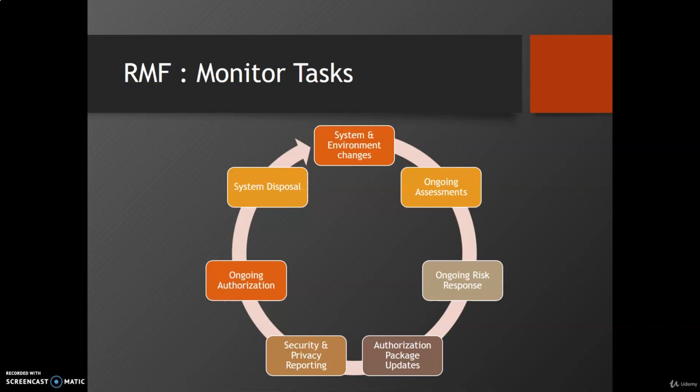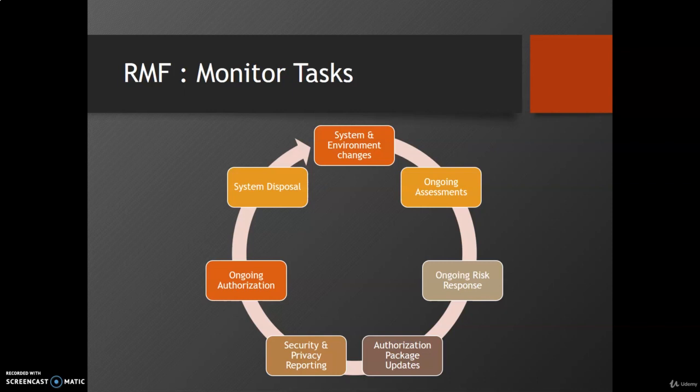The authorizing officer or the designated representative reviews the security and privacy posture of the system on an ongoing basis to determine the current risk to the organization's operations, assets, individuals, and other organizations. The authorizing officer determines whether the risk is acceptable and provides the appropriate direction to the system or common control provider.